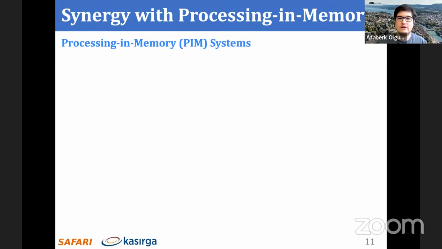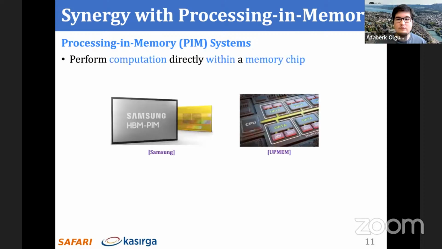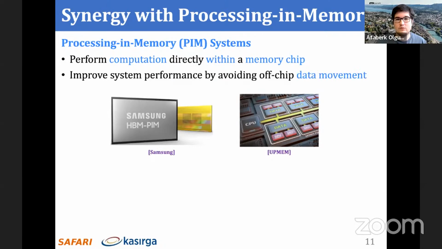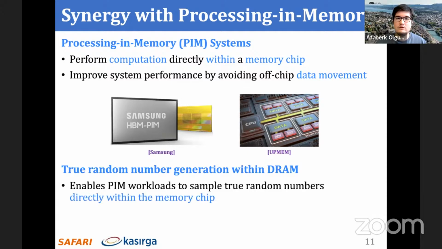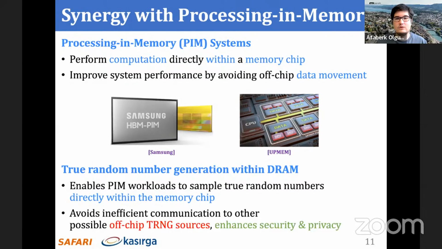Finally, DRAM-based TRNGs are synergistic with processing-in-memory systems. What these systems do is they typically perform computation directly within a memory chip, which improves the overall system performance by avoiding unnecessary data movement. And true random number generation within DRAM enables PIM workloads to sample true random numbers directly within the memory chip and avoids inefficient communication to other possible off-chip TRNG sources, and thereby it enhances the overall security and the privacy provided by these PIM systems.